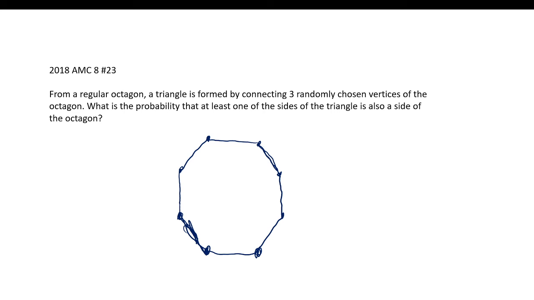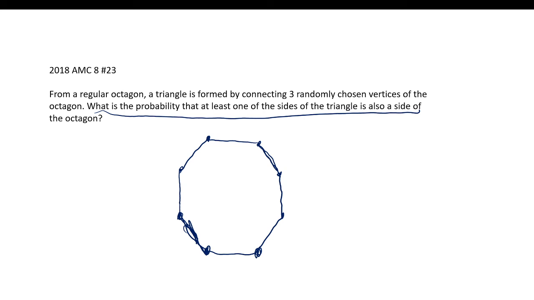A triangle is formed by connecting 3 randomly chosen vertices of the octagon. What is the probability that at least one of the sides of a triangle is also a side of the octagon? Let's see how many possible cases there are where at least one of the sides of a triangle is also a side of the octagon.